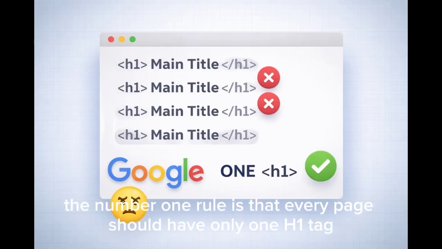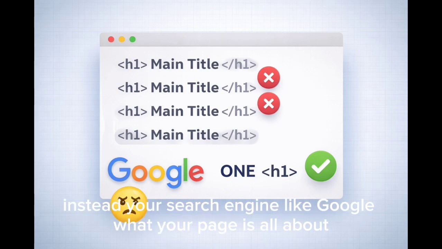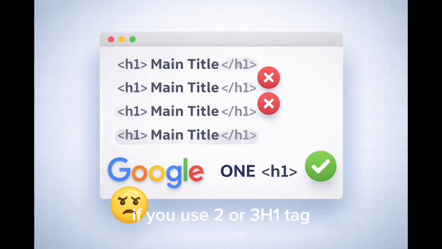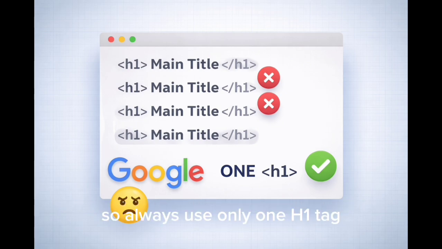The number one rule is that every page should have only one H1 tag. This defines the main title of your page. It tells search engines like Google what your page is all about. If you use 2 or 3 H1 tags, you create a kind of confusion for search engines. So always use only one H1 tag.